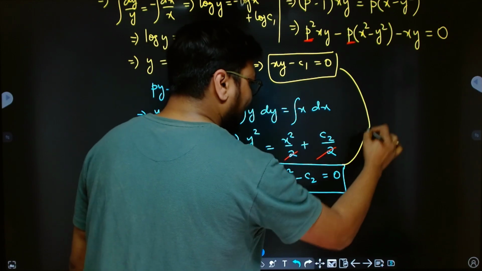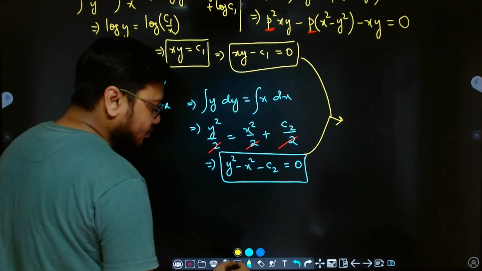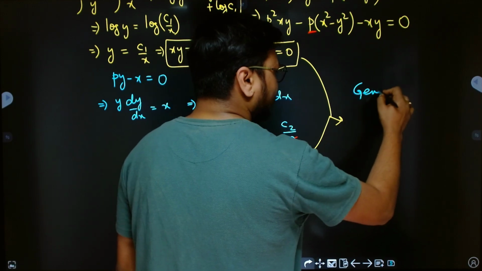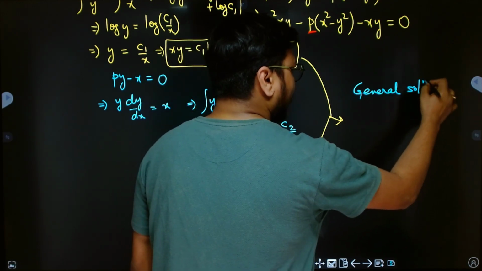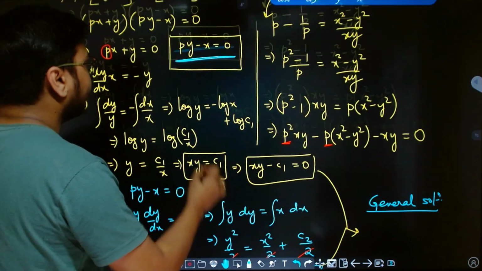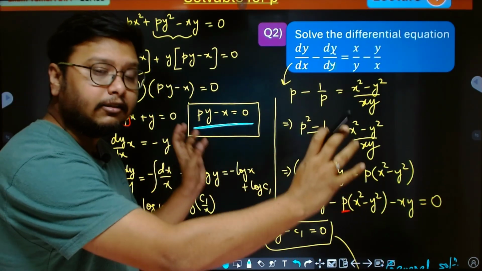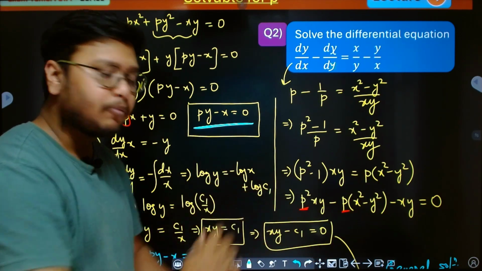Now if I combine these two solutions together, my general solution would be the product of these two terms, because remember we were actually working with the product of the two factors. We solved them separately. For the final answer, again we have to take the product of that.